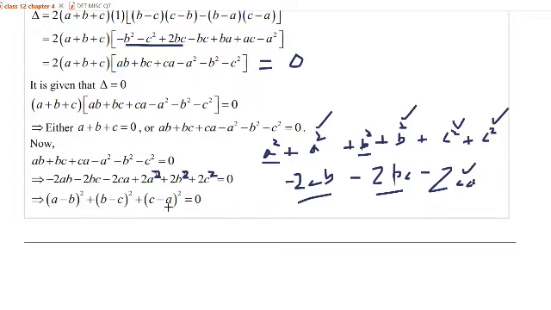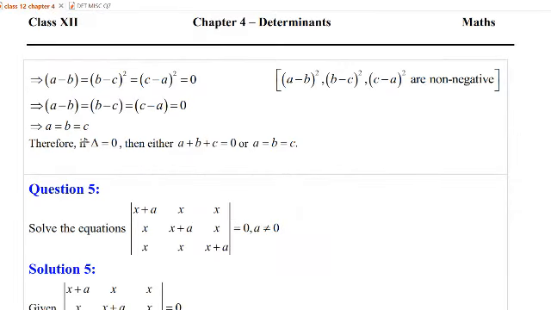So there is only one option. These all must be 0 only, because square of a term can be either 0 or positive. So if these terms are positive, then they can't be 0. So it means these all three terms must be 0. So 0 plus 0 plus 0 will become 0. It means A should be equal to B equal to C, right? So the condition we got is A is equal to B is equal to C. Okay? Or A plus B plus C is equal to 0.